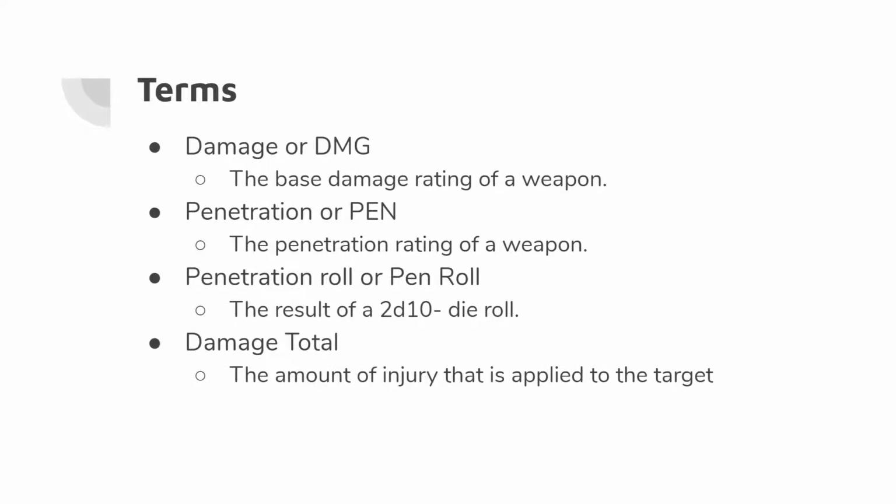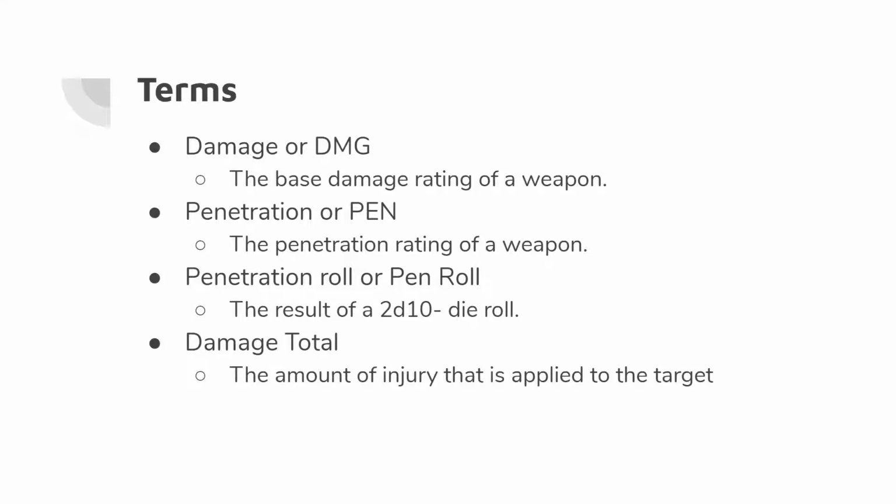The various terms in the game are damage, or DMG. This is the base damage rating of a weapon. We then have the penetration, or pen, value. That's the penetration rating of a weapon. Then we have the penetration roll, often referred to as the pen roll. That's a 2d10 minus roll, and we'll cover 2d10 minus on the next slide. And then finally we have the damage total, which is the total amount of injury that is applied to the target. As you can see here, we use the word penetration twice and damage twice.